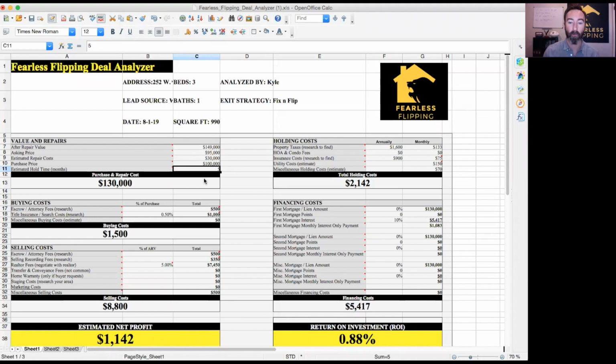So right now, based on this, that's all of my purchase price and repair costs. But right now, the purchase price, I'm going to put that at 0, because I don't know what that's going to be yet.